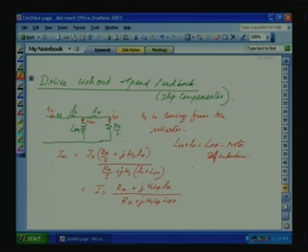So for sinusoidal excitation, the peak value of IM, the magnitude of IM, is equal to the magnitude of IS into the root of RR square plus (omega slip into LR) whole square, divided by the root of RR square plus (omega slip into LRR) whole square.